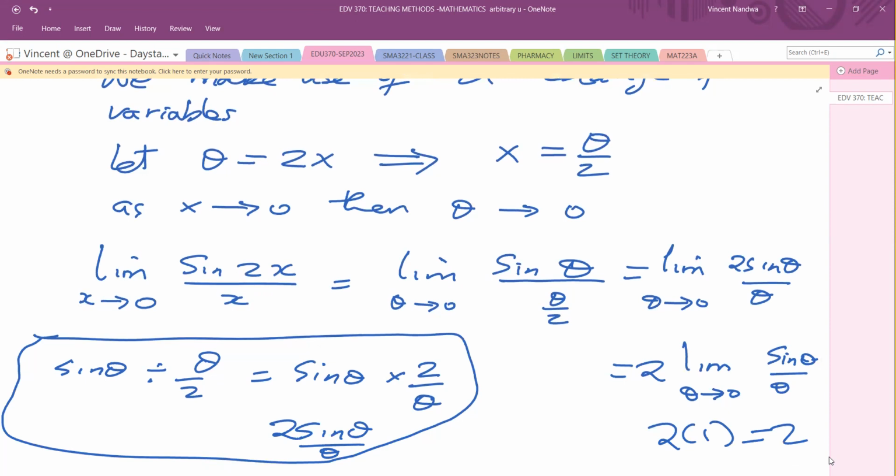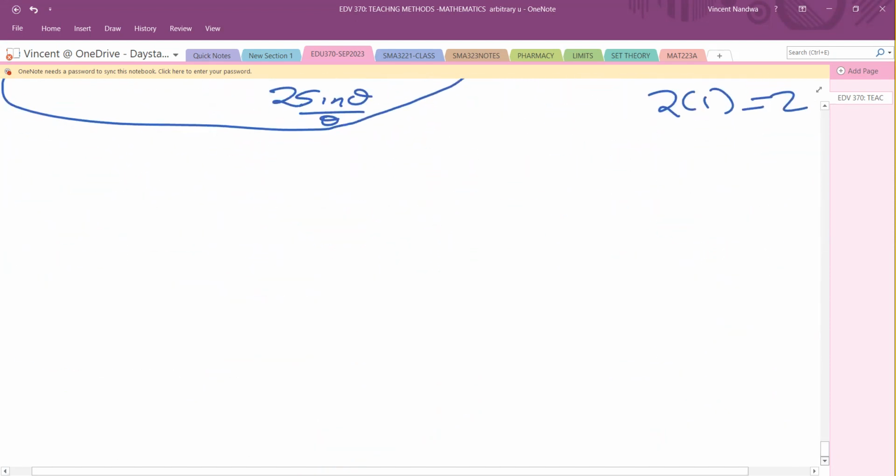Good. Let me give another one. I'll tell you: the limit as x approaches 0 of sine 9x over sine of 2x.